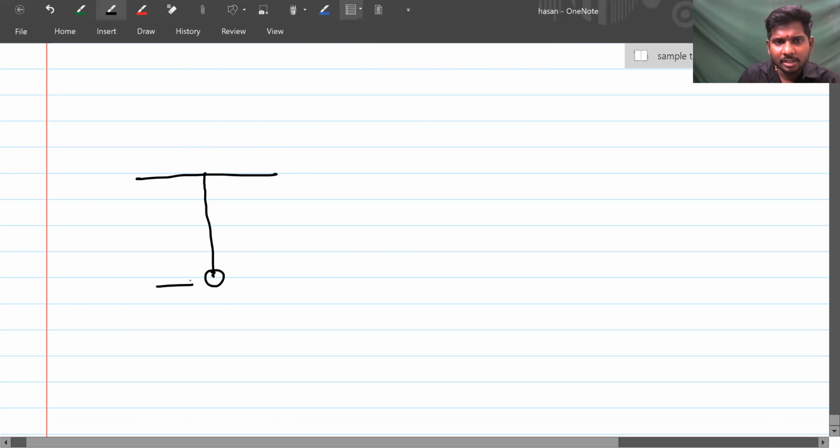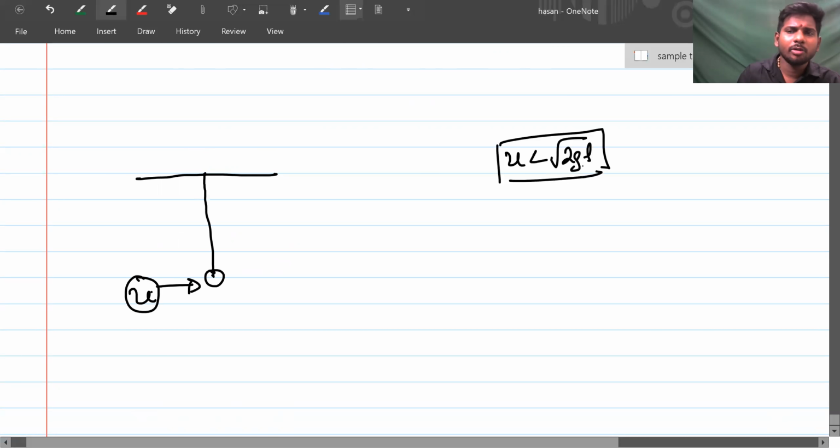Suppose the velocity u is less than root 2 gL, because if it is more than root 2 gL, it's more complex. U is given. You consider this u only, take the formula, and tell me what is the maximum theta. This is the maximum it can go, because it cannot go beyond this line. I'm asking you to find out the theta max.